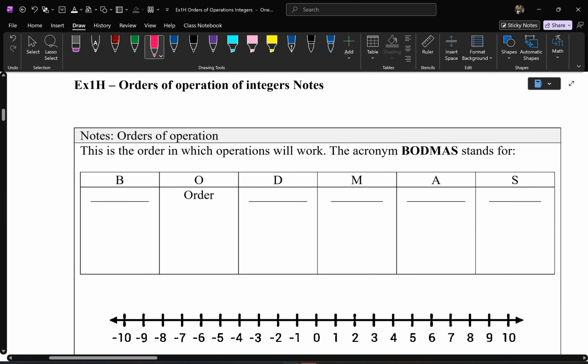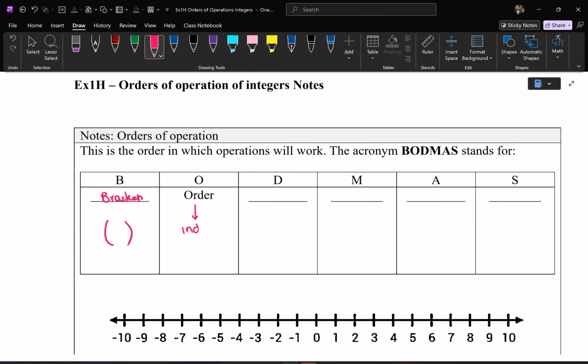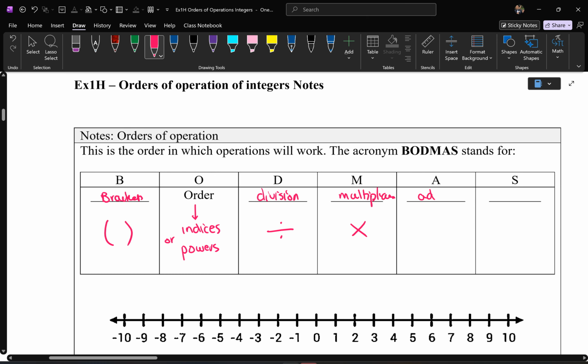B stands for? Brackets. Very good. So we got brackets. Then order, which is also known as the indices for those who learn BIDMAS, or you can think of it as powers. So it's one of the two, indices or powers. What does D stand for? Division, very good. Then we have M. Multiplication. Addition, very good. Subtraction, very good. So you got addition, subtraction.